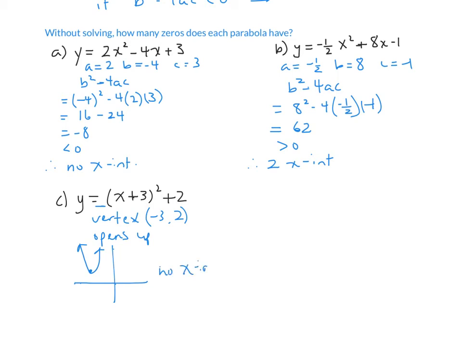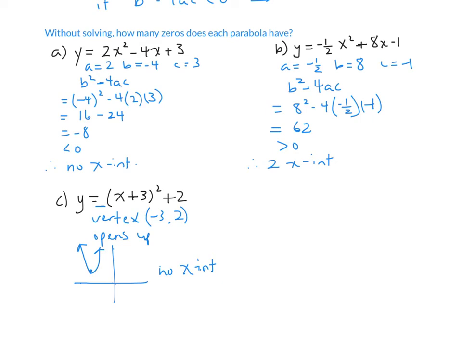So be smart about the format that you've been given to see what makes sense in terms of x-intercepts. Standard form, yeah, check your b squared minus 4ac. If you've got factored form, automatically you have 1 or 2 x-intercepts, because as long as you can factor it, those factors give you what the x-intercepts are. If it can't be factored, then there would be no x-intercepts. But if you have vertex form, check where the vertex is and the direction of opening, and just do a quick sketch, and that will help you figure out how many zeros the parabola has.